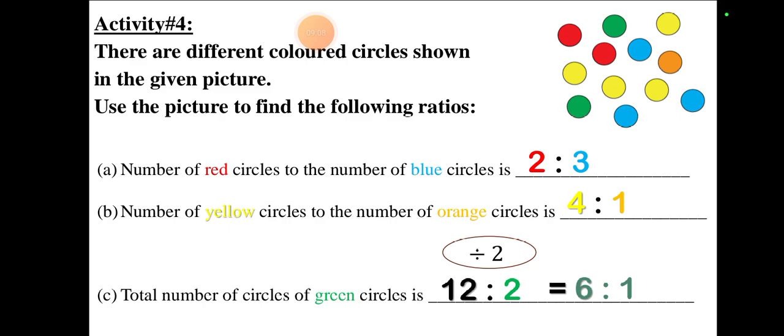Number of yellow circles to the number of orange circles: first yellow, that are 4, and then orange circle 1, so that means 4 ratio 1. Then the number of green circles is 12 to 2. So 12 ratio 2, now they are not in simplified form, they can be further divided. I will divide by 2, so I will get 6 ratio 1, so that is my answer.